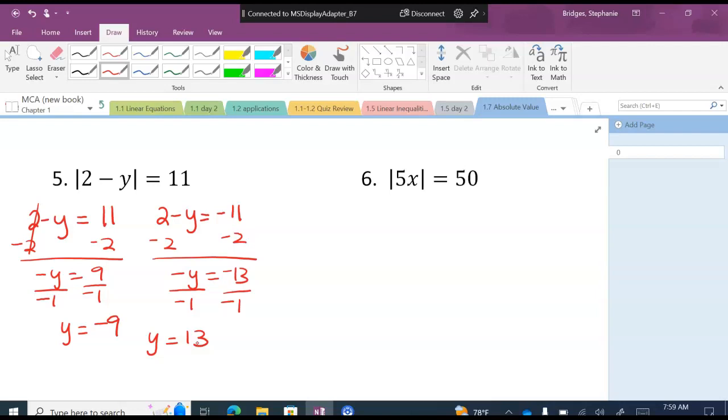But if I plug in a negative 9, what's 2 minus negative 9? What'd you say? 11. And does 11 have an absolute value of 11? Yes. And then if I plug in the 13, what's 2 minus 13? Negative 11, which also has an absolute value of 11. Again, so they both work.